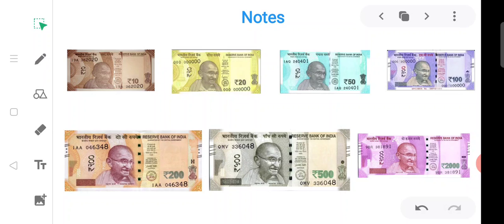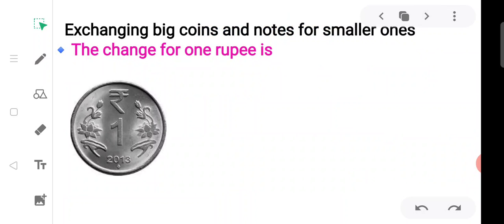So let's understand the concept of exchanging big coins and notes for smaller ones. How do you change smaller coins and notes in exchange for big coins or notes? Generally we say, give us change for 10 rupees, 50 rupees or 200 rupees. So let's see the first one, the change for 1 rupee.